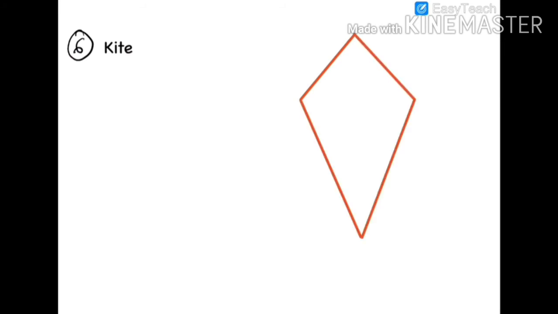The sixth type of quadrilateral is called a kite. As the name suggests, this quadrilateral looks like a kite. In a kite, we have two adjacent sides equal. So AB is drawn equal to AD and BC is drawn equal to DC.